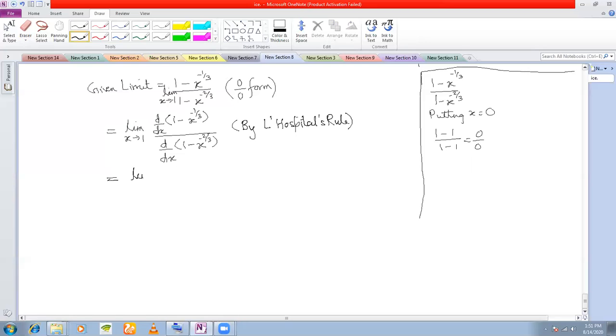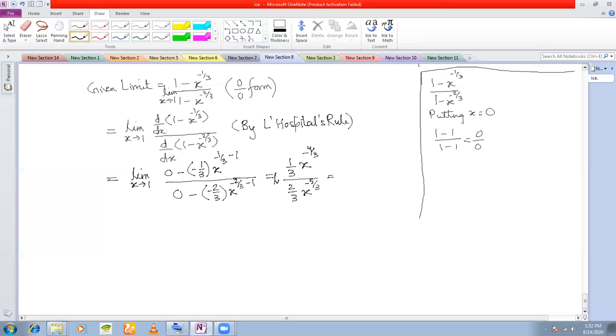So this is limit x tends to 1 of d/dx of 1, which is 0, minus d/dx of x to the power of minus 1/3, which is minus 1/3 x to the power of minus 1/3 minus 1. Again here you have 0 minus minus 2/3 x to the power of minus 2/3 minus 1. What do you get ultimately? In the numerator you get 1/3 x to the power of minus 4 by 3, divided by, in the denominator, 2/3 x to the power of minus 5 by 3.